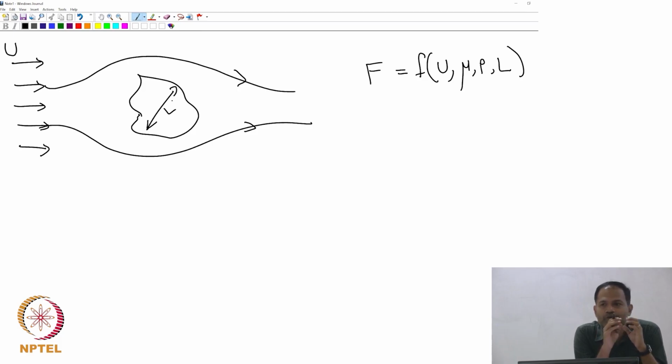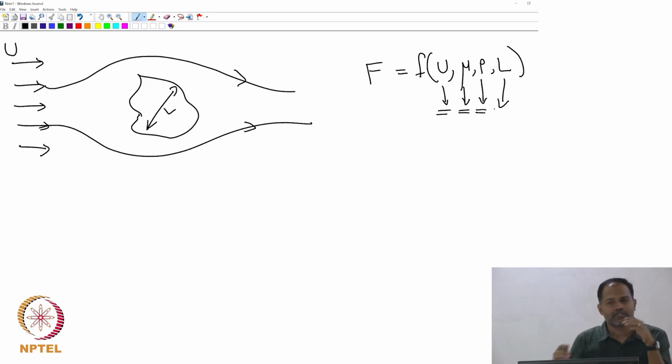What would you do if you were doing either a numerical solution of equations, or an experiment? You would choose a particular value of u, a particular value of mu, a particular value of rho, and a particular object, run the simulation or the experiment and calculate the value of force. Now you would do that for various combinations. For example, you could keep u, mu and rho fixed, and change L, let's say 10 times, so that you can get it for a large range of length.